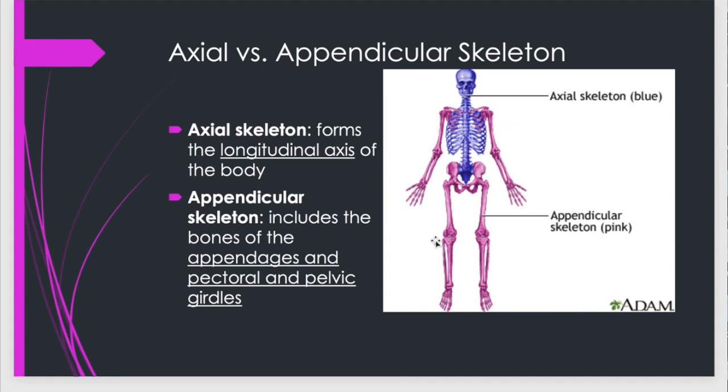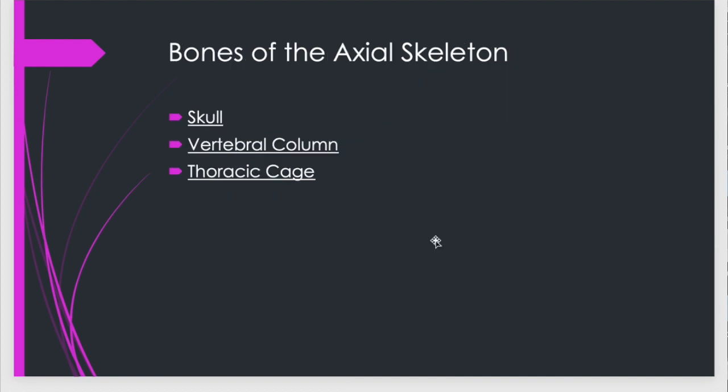So the axial skeleton forms that longitudinal axis of the body: skull, vertebrae, rib cage. And then your appendicular skeleton is everything else. It's your arms and legs, as well as your pectoral and pelvic girdles, or your shoulders and your hips. So the bones of the axial skeleton that I just mentioned for you are the skull, vertebral column, and thoracic cage or rib cage, which also includes the sternum.